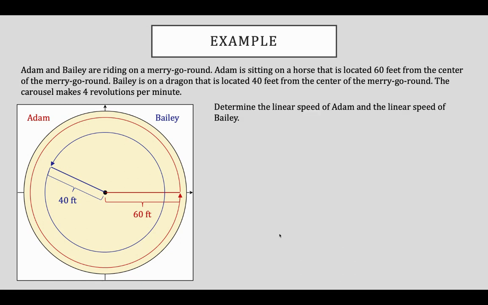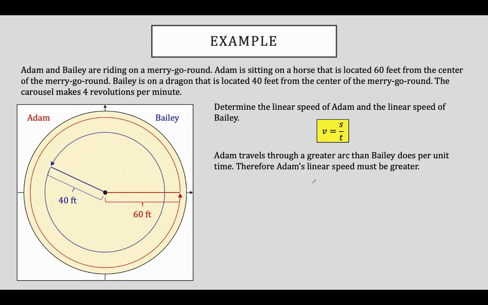All right, now determine the linear speed of Adam and the linear speed of Bailey. Well, v, our linear speed, is equal to s divided by t, the arc through which we travel divided by time. So let's look at our diagram over here. Which one of these people is going to travel through a greater distance? Adam is actually going to travel through a greater distance, a greater arc than Bailey, and therefore Adam's linear speed must be greater because they do it in the same amount of time.